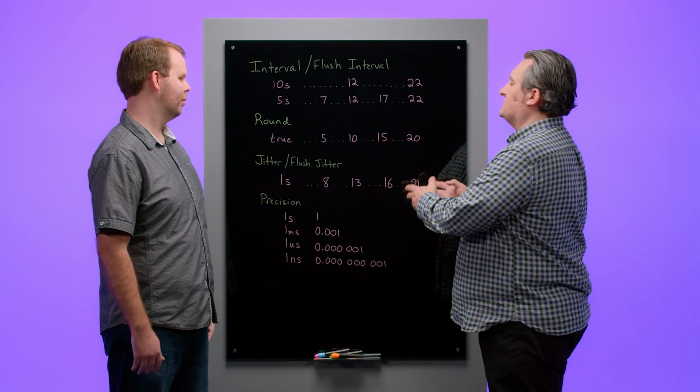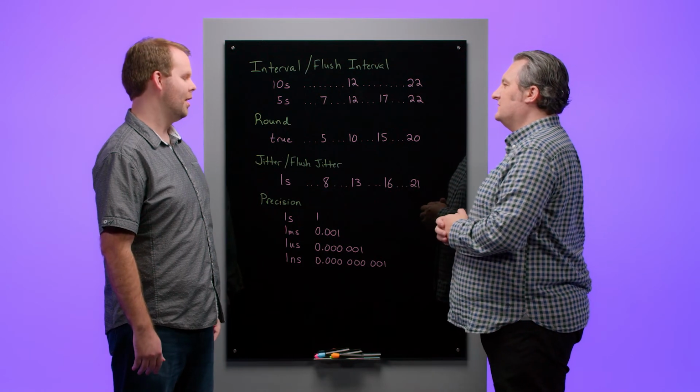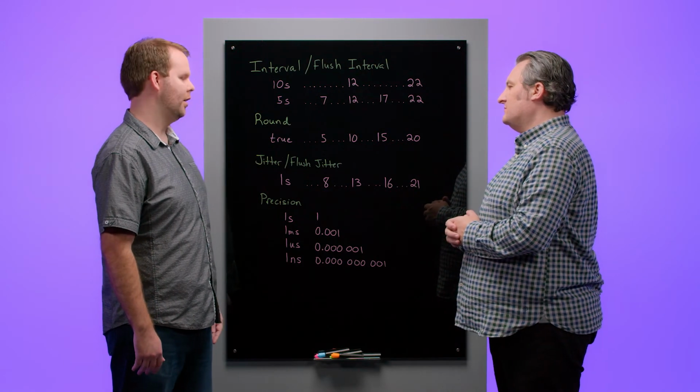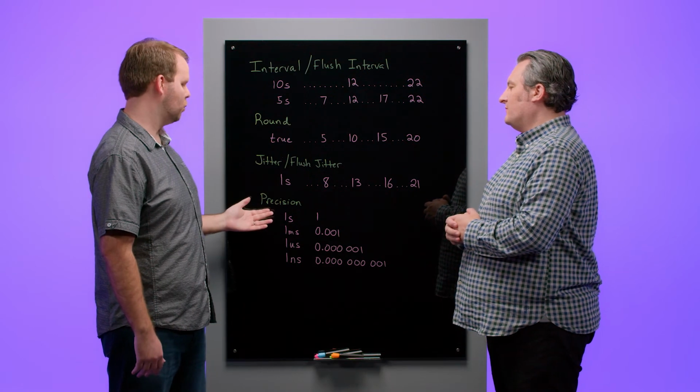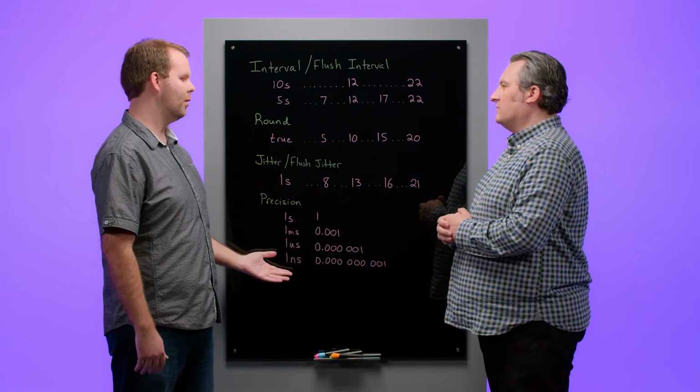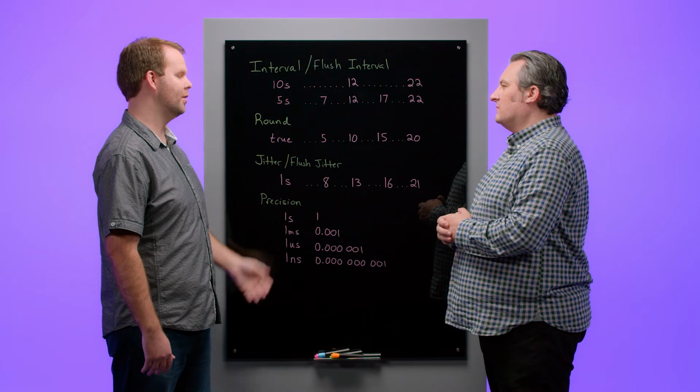And can we be more precise than the 1 second interval? By default, we use the 1 second interval option. However, if users want to get even more precise, all the way down to the nanosecond, they can use the precision configuration setting.